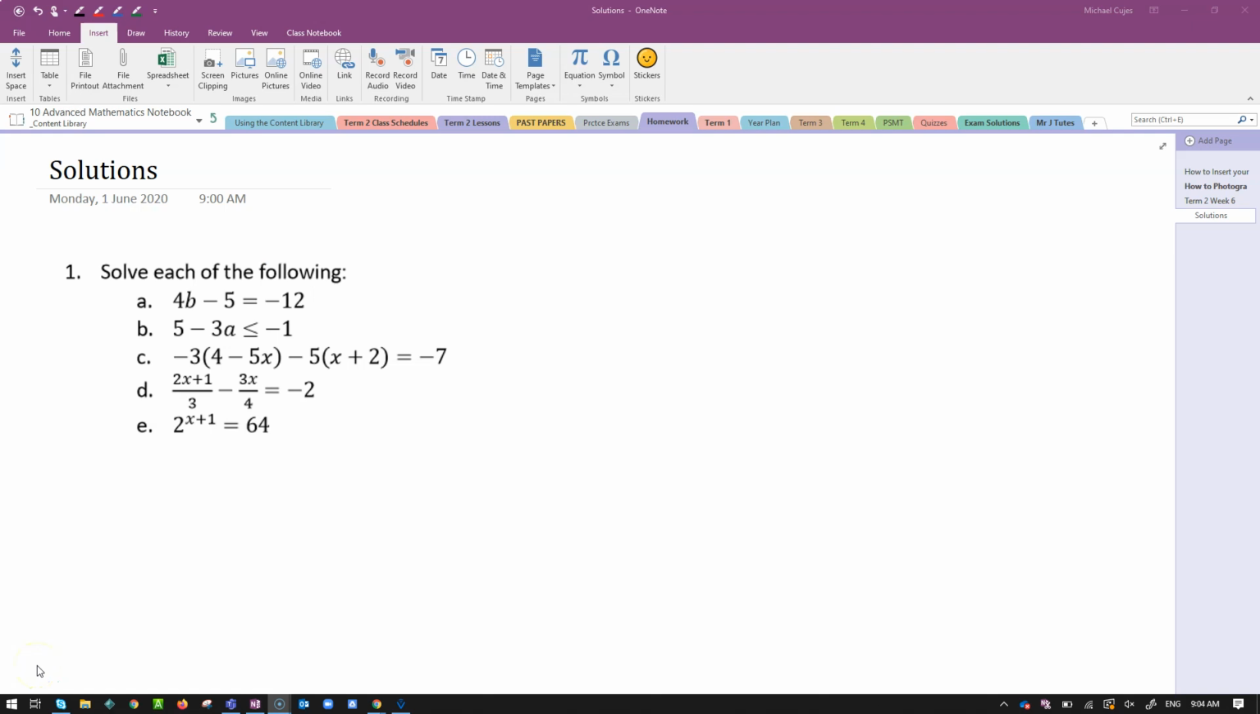All right, so question 1, 4b take 5 equals negative 12. So here we've got A. I'm going to add 5 to each side. Add 5 to negative 12 becomes negative 7. Divide by 4. Negative 7 over 4.